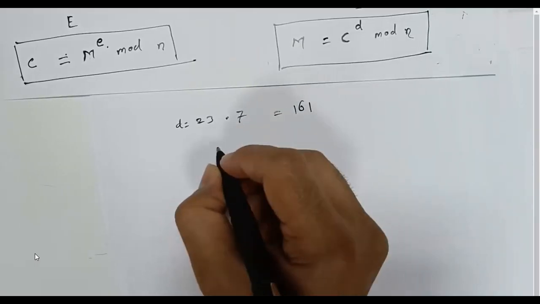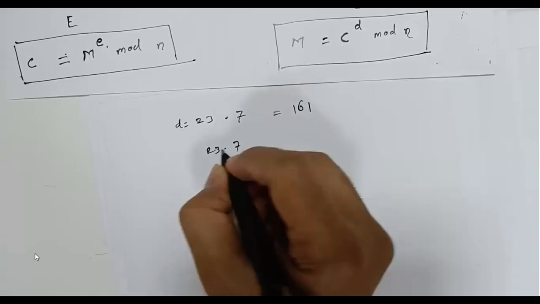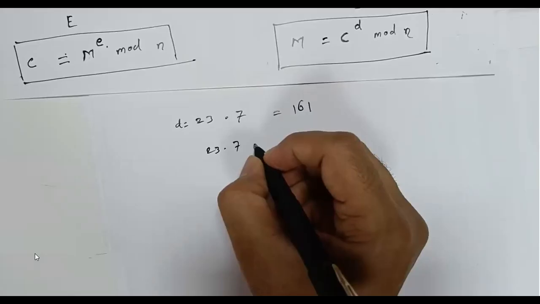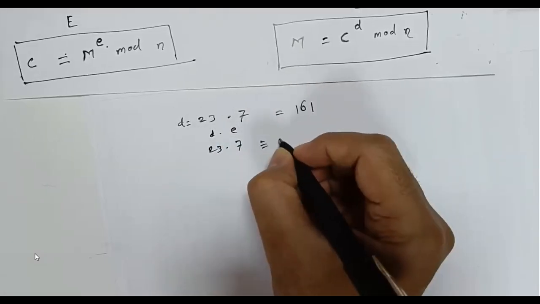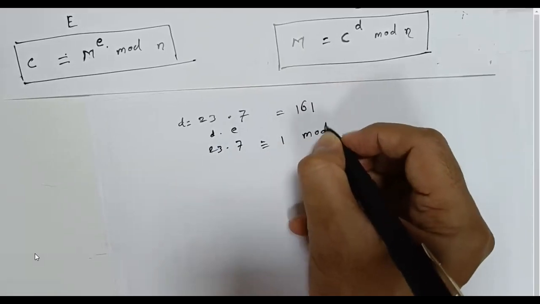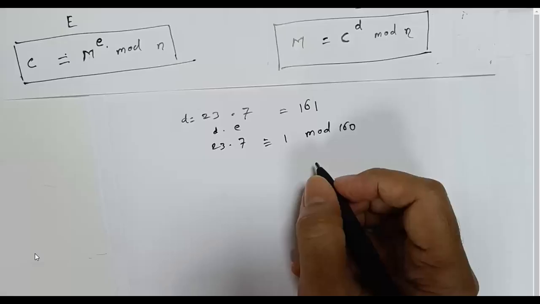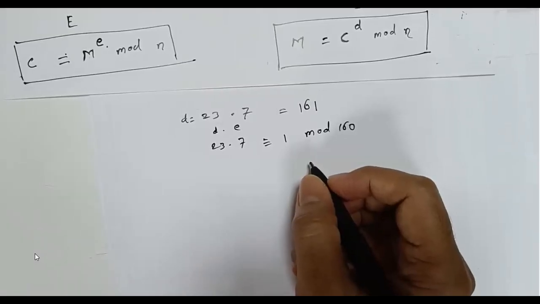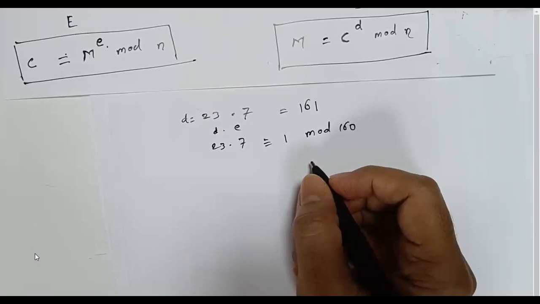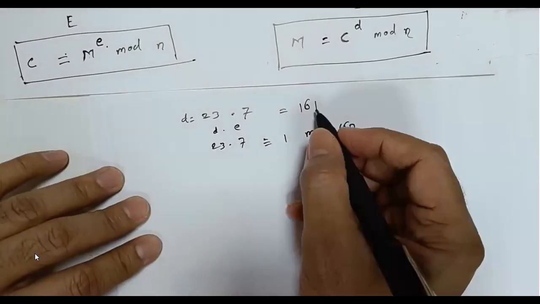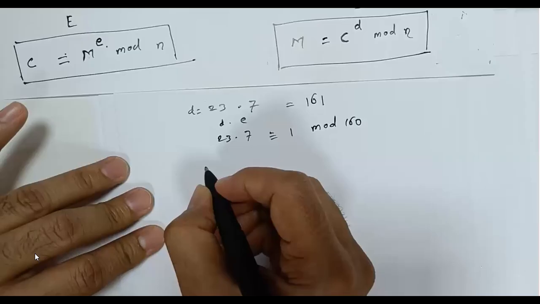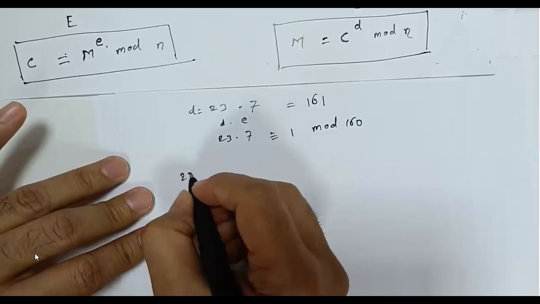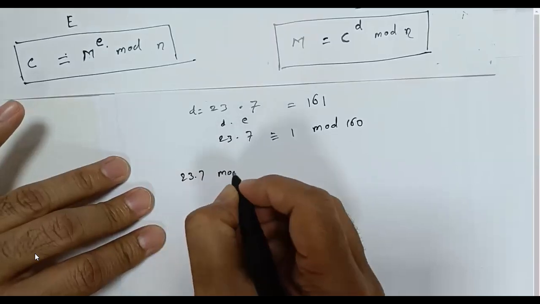So when you multiply 23 by 7, that is D into E, you have 161 mod 160. Okay, what does it mean? 161 mod 160 is 1. Right.